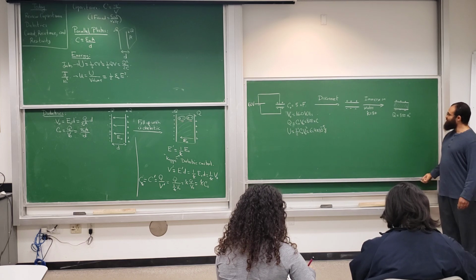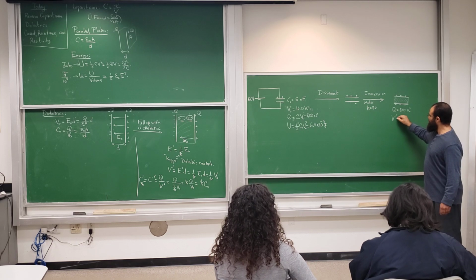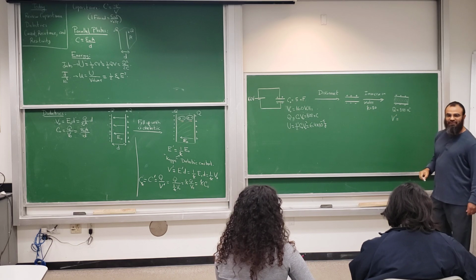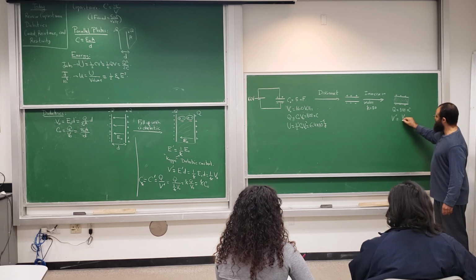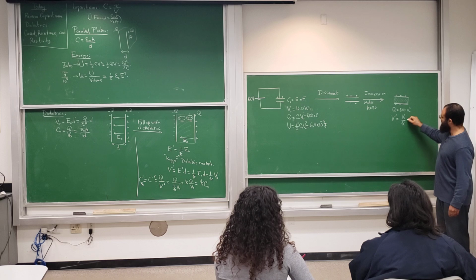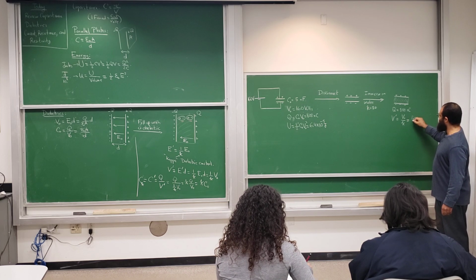But next, how about V? It's V naught over kappa. Right? So V naught is 160 over 80. You get 2 volts.